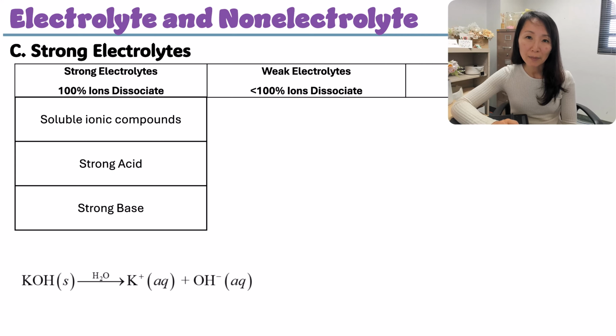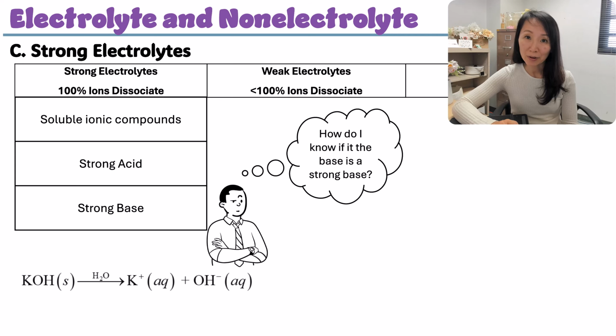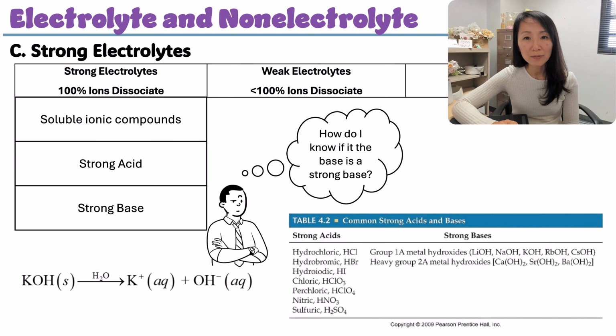Strong base example is here. You see potassium hydroxide forming into potassium ion and hydroxide ion. They split, they all dissociate. So that dissociation allows this to conduct electricity, and therefore this is considered to be a strong electrolyte. Well, another question would be, how would I know if this base is a strong base?